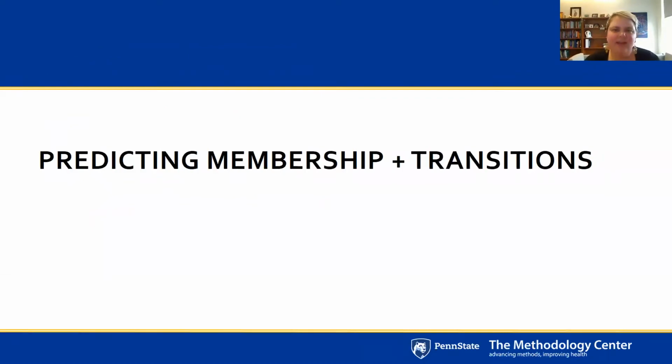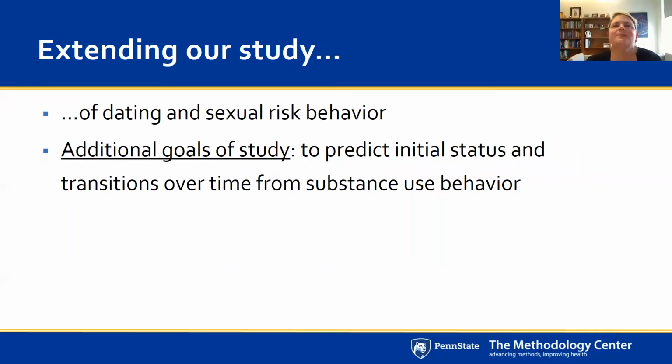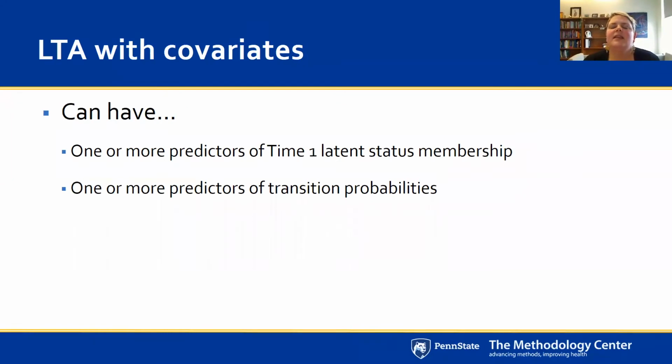But of course, everything in life is not categorical. And so what do we do about predicting membership in latent classes and transitions from covariates, or if you call them predictors, or continuous variables? Well, we can, of course, add, I'll call them covariates here, we can add covariates to the latent transition model to predict both initial status and transitions over time. And so in this example, we used different types of substance use to predict membership in those dating and sexual risk-taking classes, and then also to predict changes in class membership over time.